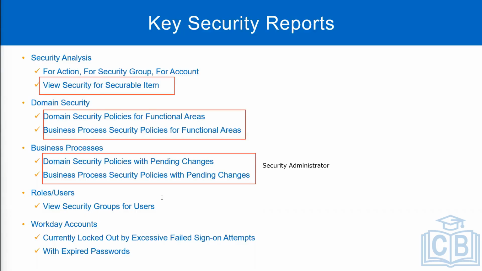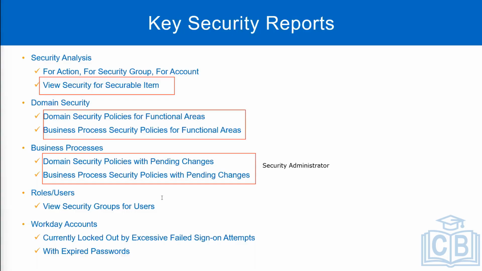I did everything correctly. How is this user still able to access this? Then you will go and see the view security groups for users. You will look up that user, let's say Logan McNeil, and you will see what are the security groups that she is a part of. If something looks fishy, something looks out of place, you'll remove that and try again.